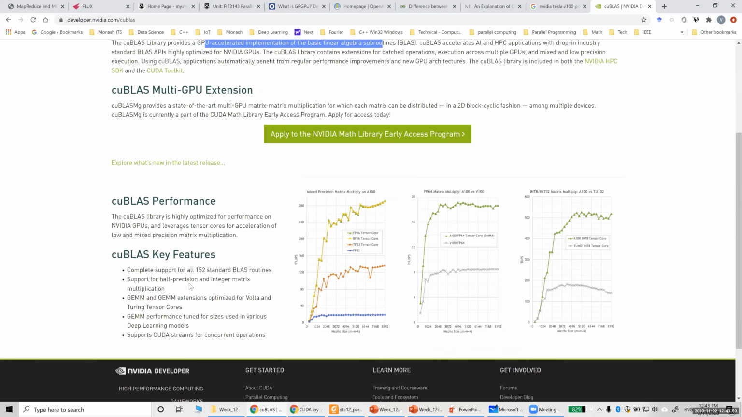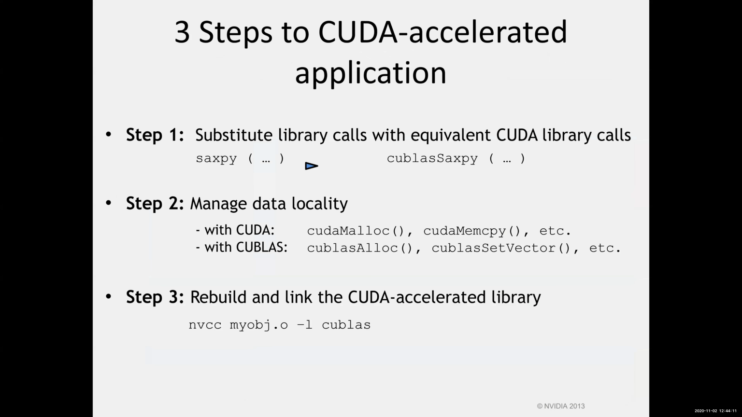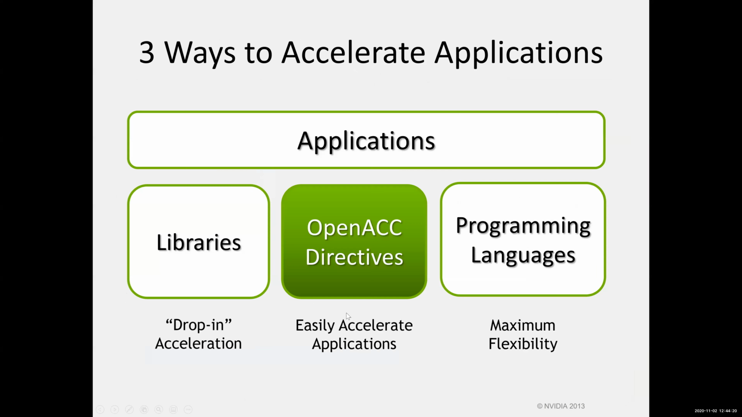You can actually find a lot of information if you go to developer.nvidia.com, a ton of information about the NVIDIA CUDA platform. Okay, now going back to the slides. So three steps: you substitute the library calls with equivalent CUDA library calls, and then you manage the locality, and then you rebuild with the CUDA library. This is how it works.